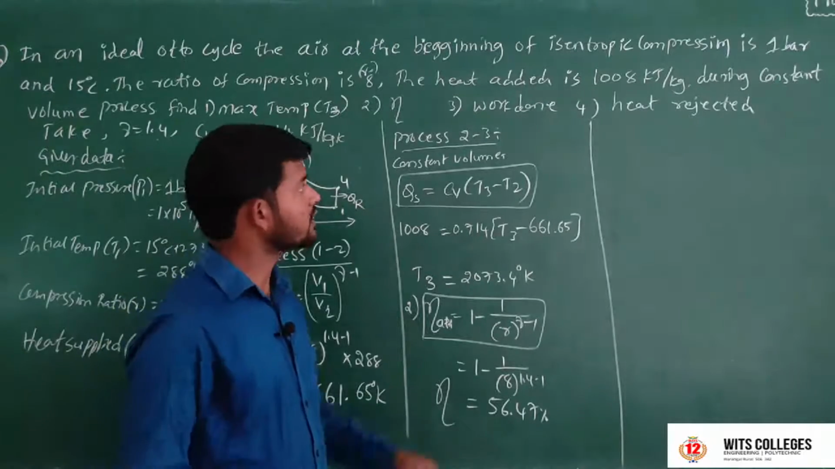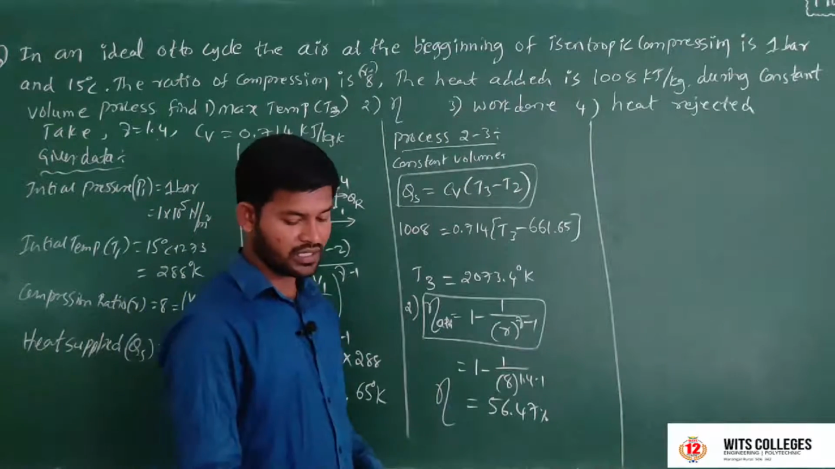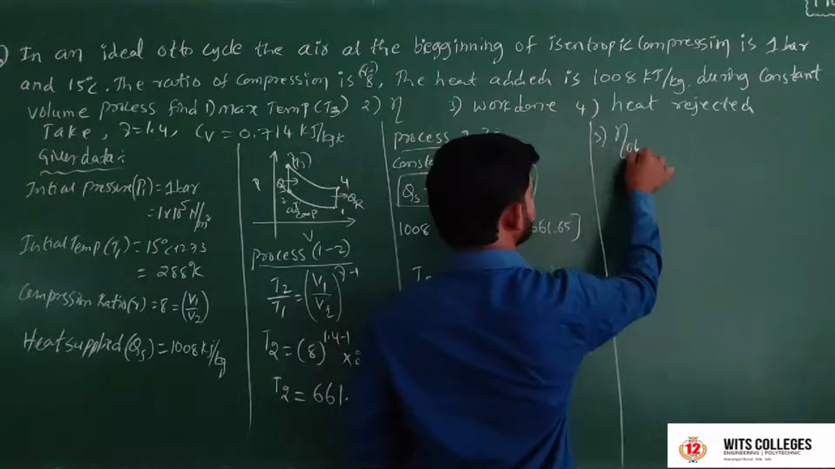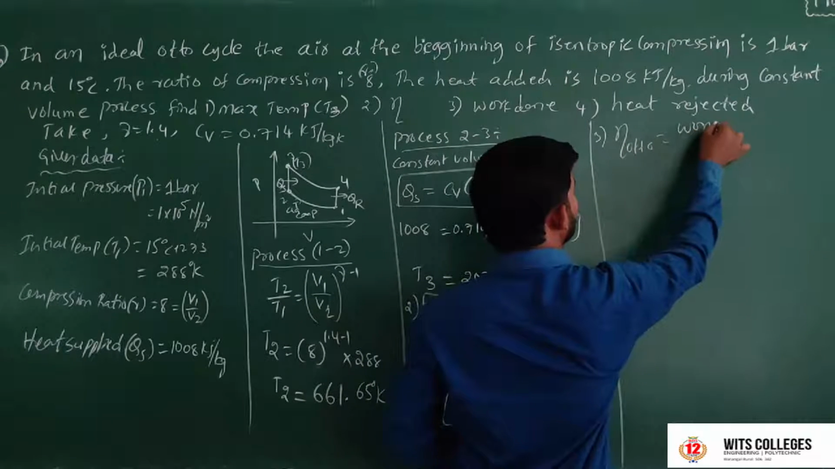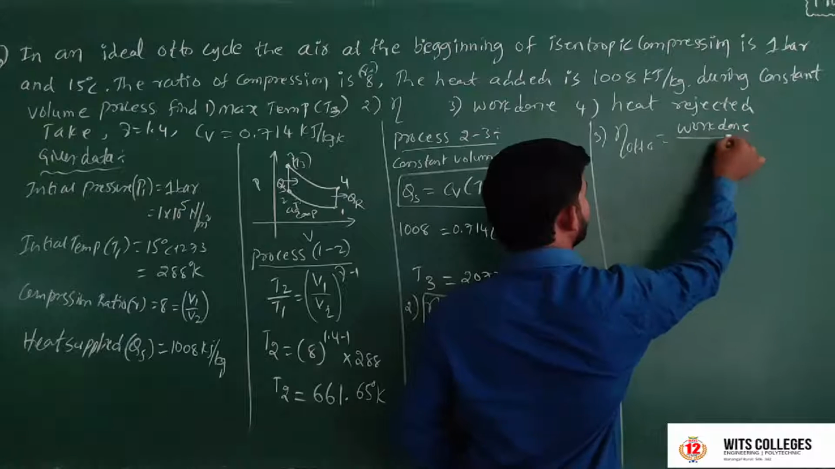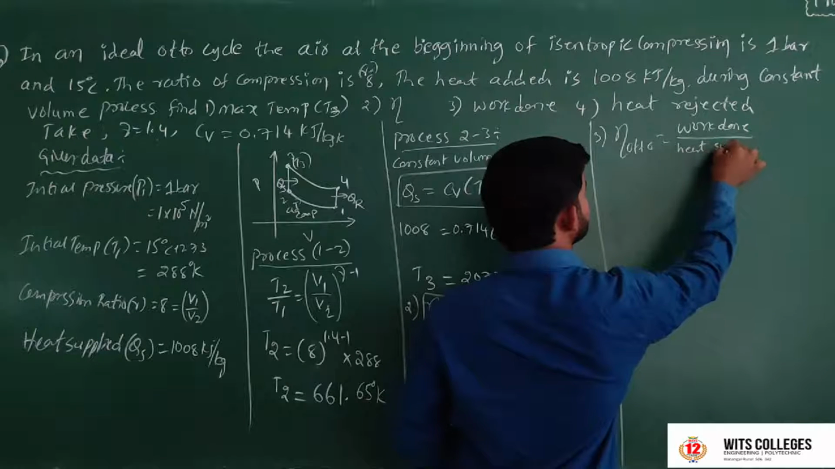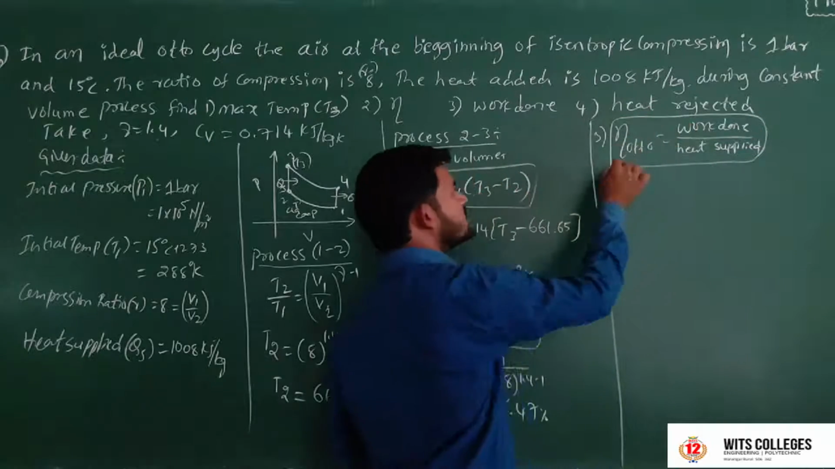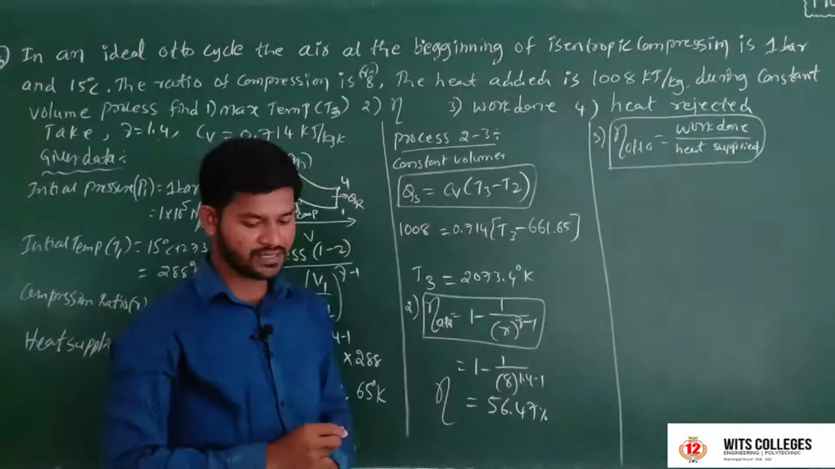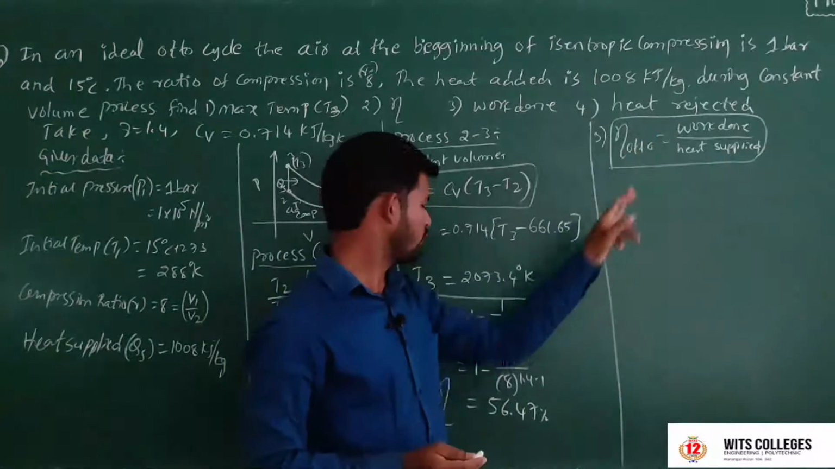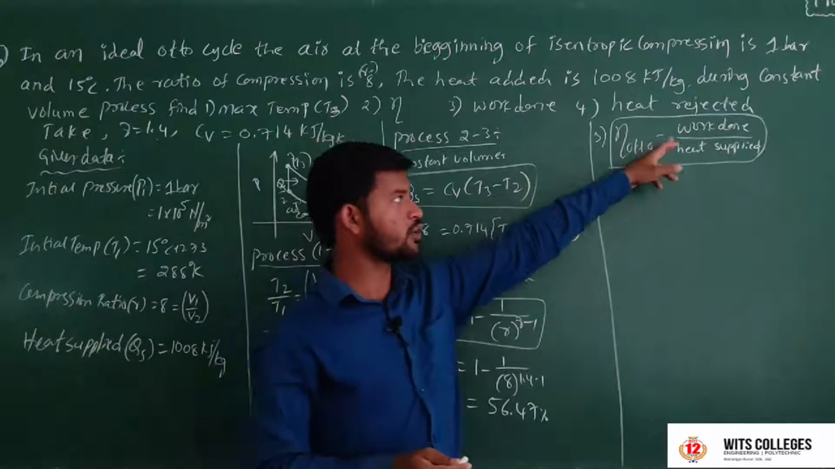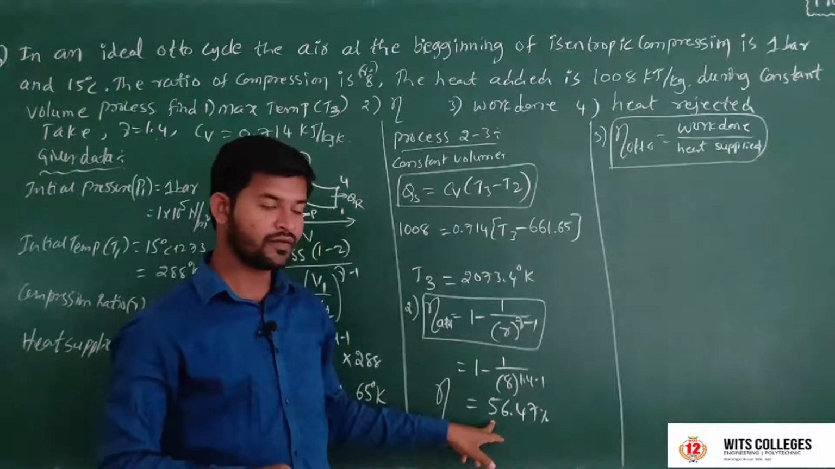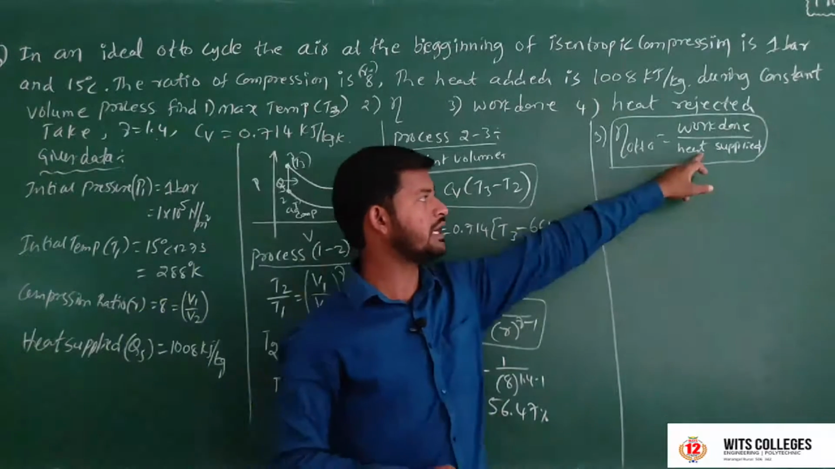Next we will find out the work done. We know the formula: Otto cycle air standard efficiency equals work done divided by heat supplied. Work done equals heat supplied minus heat rejected. We do not know the value of work done. We know the air standard efficiency, that is 56.47 percent, and we know the heat supplied.